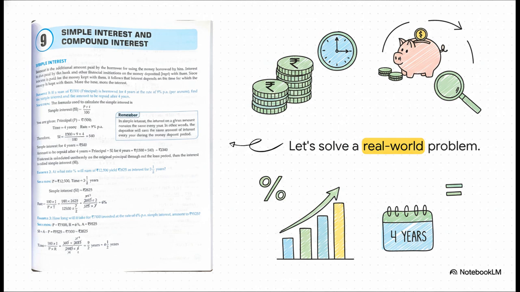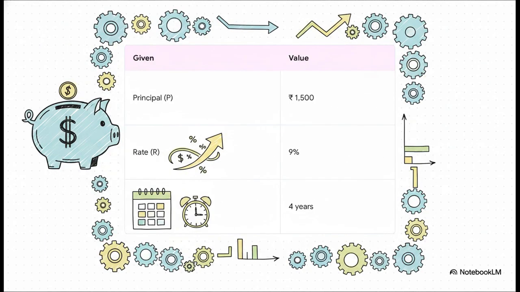Okay, here's our scenario. If a sum of 1,500 rupees is borrowed for 4 years at a rate of 9% per year, find the simple interest. This is a pretty standard situation you might run into. So first step always is to just pull our ingredients out of the problem. Our principal, the starting amount, is 1,500 rupees. The rate is 9%, and the time is 4 years. See? We have everything we need to use the recipe.